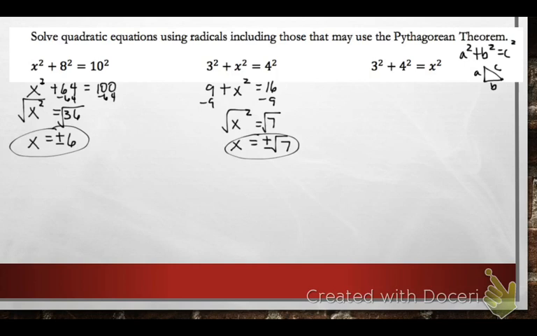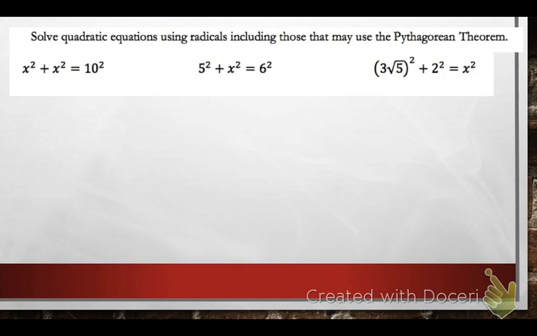Alright, on our next problem, 3 squared is 9, 4 squared is 16, and that's going to equal x squared. So we're just solving for the different x in different locations. Take the square root of both sides, and I'm just going to move my x over to the left side, and then I have plus or minus the square root of 25, which is 5.